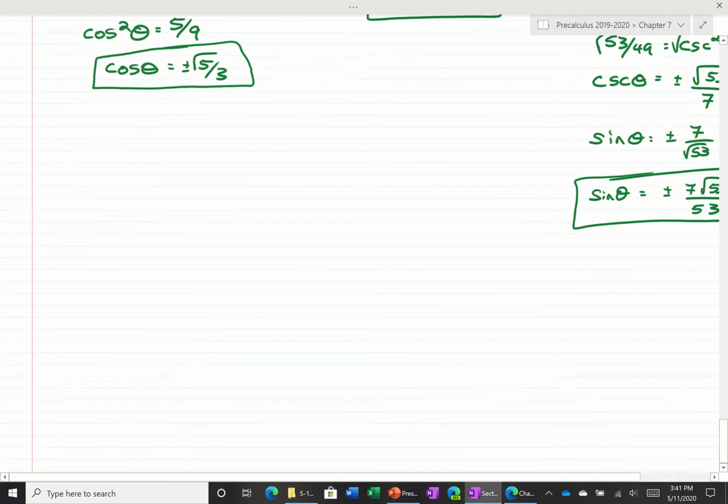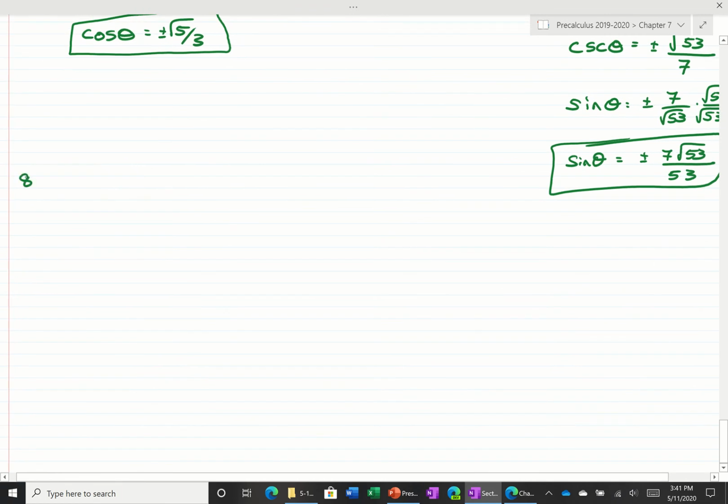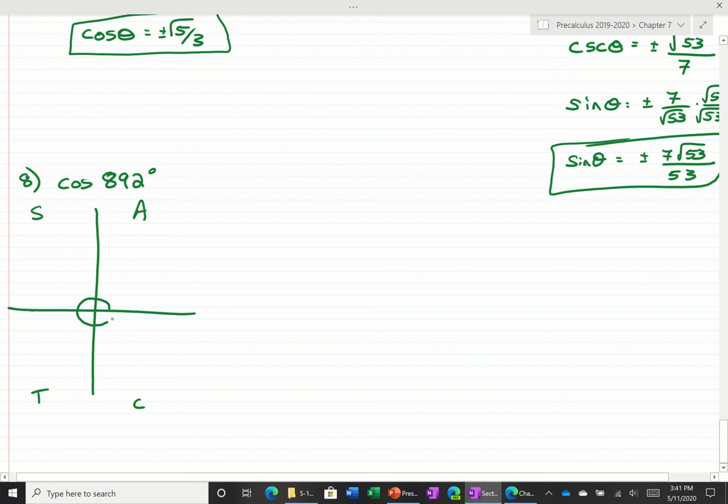Moving down to number 8. It says the cosine of 892. All right, so that's a big number. Let's figure out where that is. Remember, all students take calculus. So this would be 360, this would be 720, this would be 810, and 892 would be somewhere before 900.